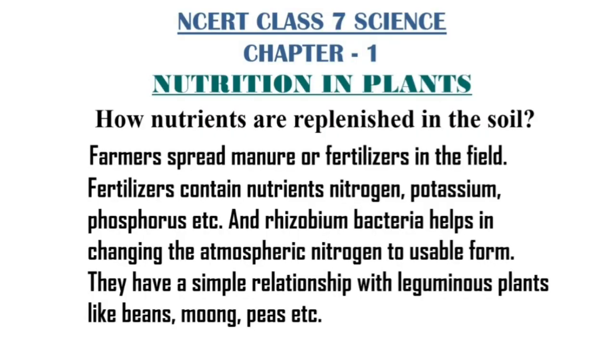How are nutrients replenished in the soil? Farmers spread manure or fertilizers in the field. Fertilizers contain nutrients: nitrogen, potassium, phosphorus, etc. And rhizobium bacteria help in changing the atmospheric nitrogen to usable form. They have a symbiotic relationship with leguminous plants like beans, moong, peas, etc.